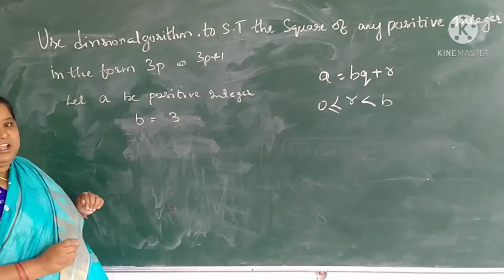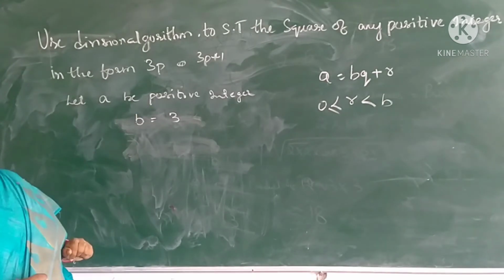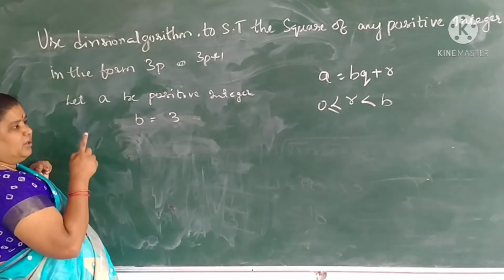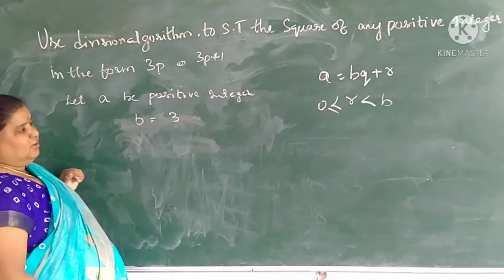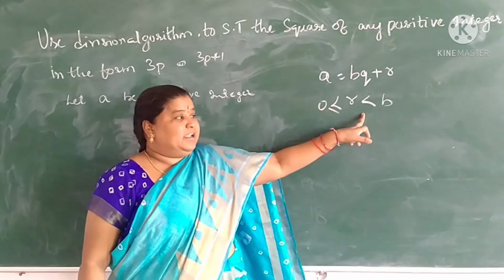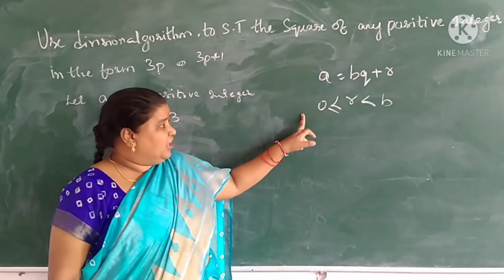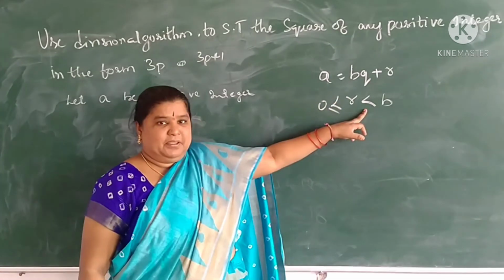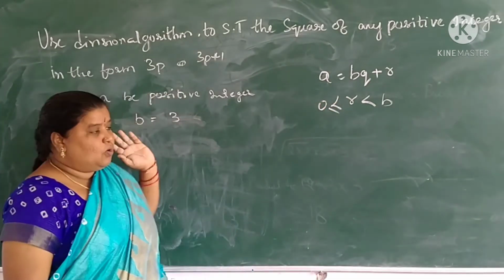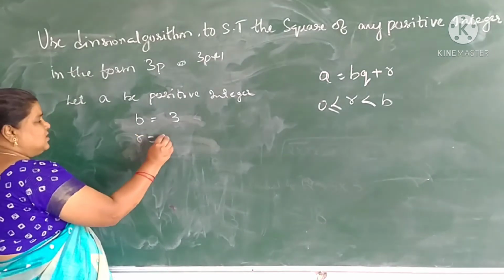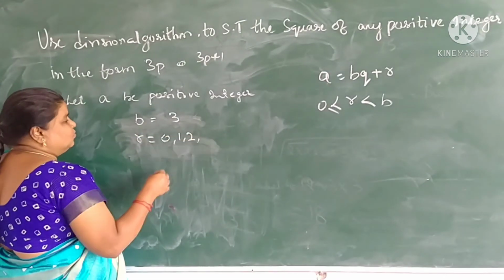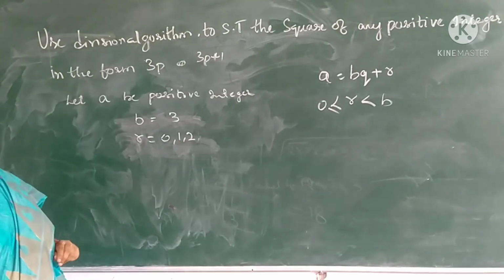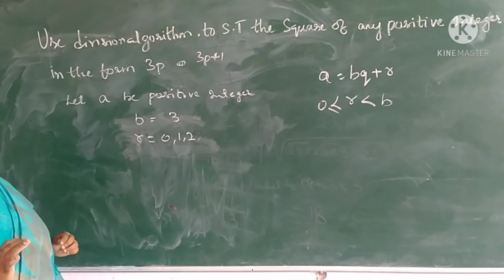If b is the value 3, then what will be the r? R will be greater than or equal to 0 and less than b. It should be less than b and greater than or equal to 0. So we can take r values 0, 1, 2. These 3 values we have to check now.